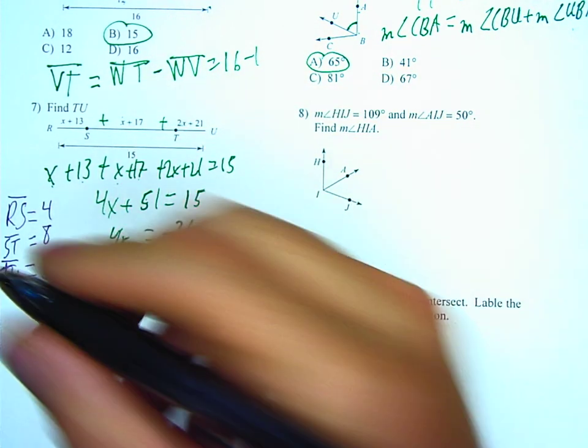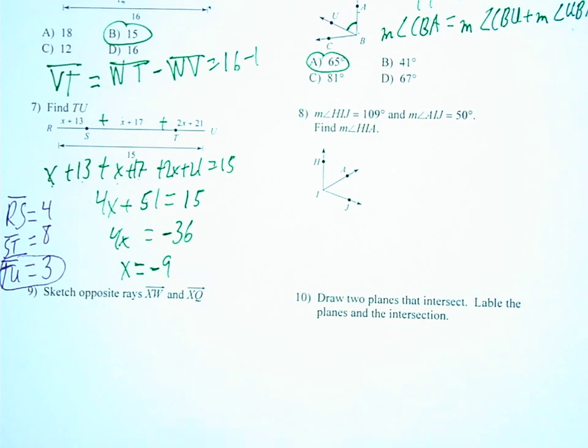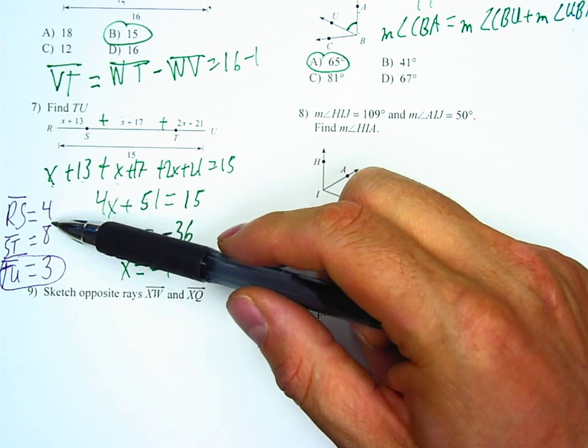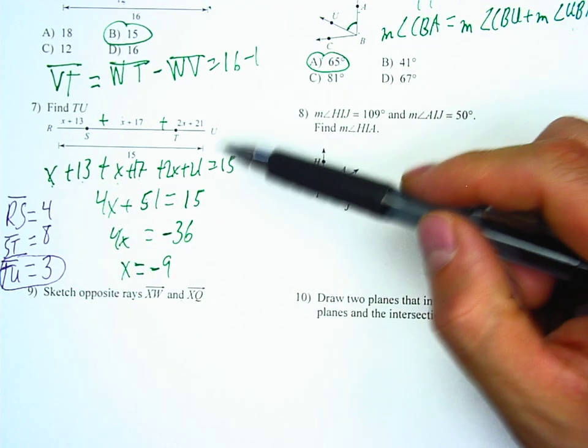I asked you only for the length of TU. I did find all three lengths to check my work. So this way I can check my work and make sure that it adds up to 15 like it should. 4, 12, 15 total. The length is 15 total.